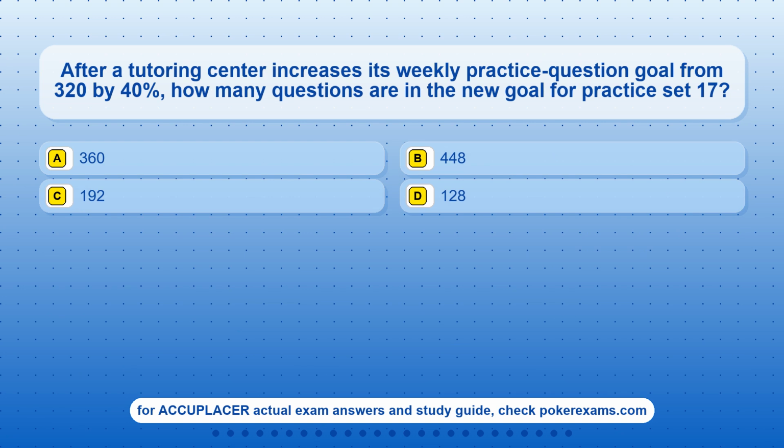Question 18. After a tutoring center increases its weekly practice question goal from 320 by 40%, how many questions are in the new goal for practice set 17? Option A, 360. Option B, 448. Option C, 192. Option D, 128.